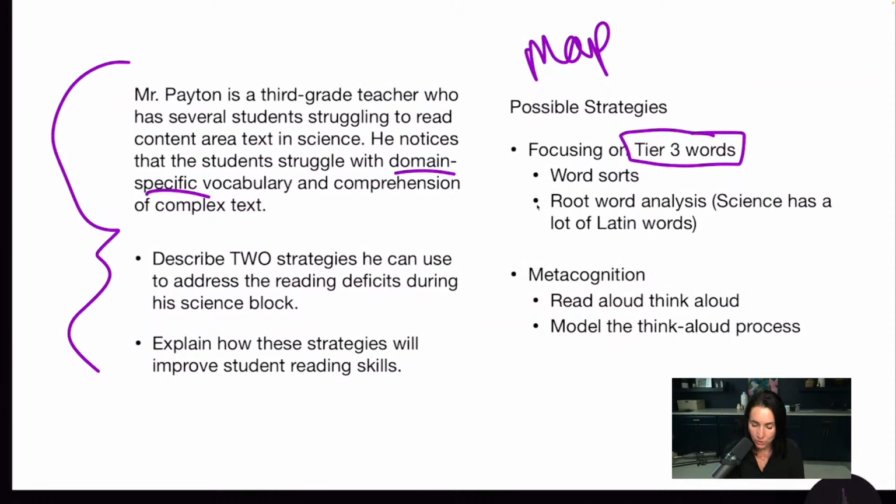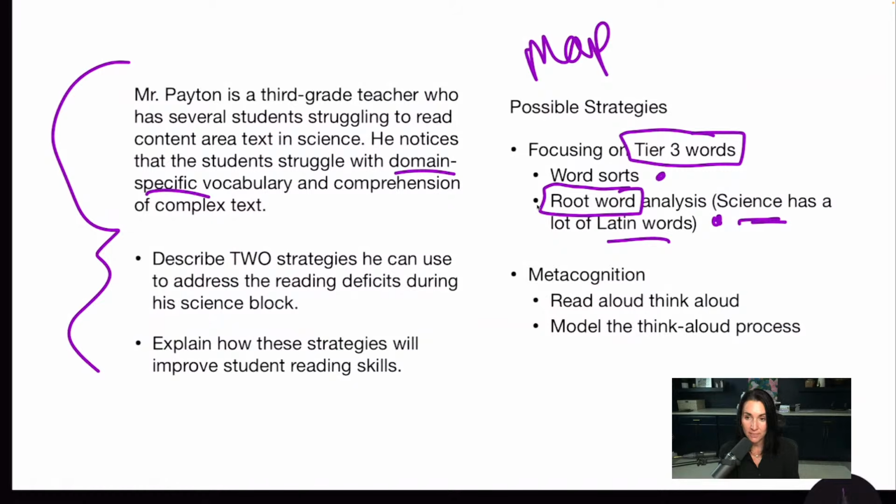Well, we're going to do some word sorts and we're going to do some root word analysis because science has a lot of Latin roots. And so I could also call this morphological analysis or morphology lesson. Or you could just say root word or affixes, whatever you want to do. If you don't know the exact word to say, it's okay. You're not going to fail this part of the test.